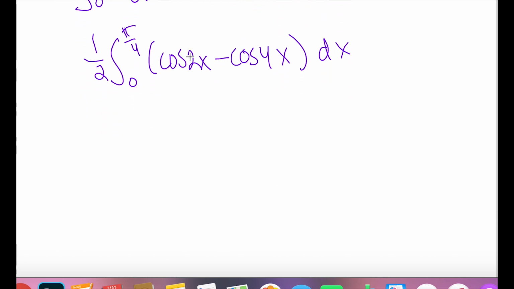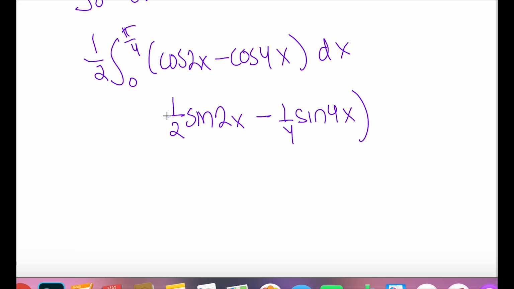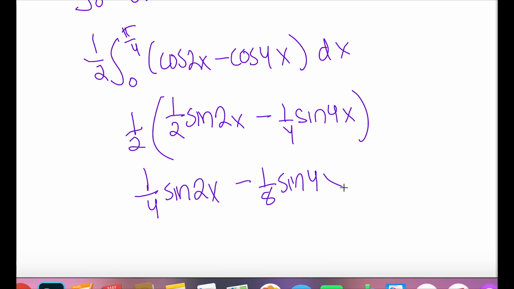Let's integrate. Divide by 2, change to sine. Divide by 4, change to sine. And we'll distribute the 1/2, so we get 1/4 sine 2x minus 1/8 sine 4x, and we need to integrate between 0 and pi/4.